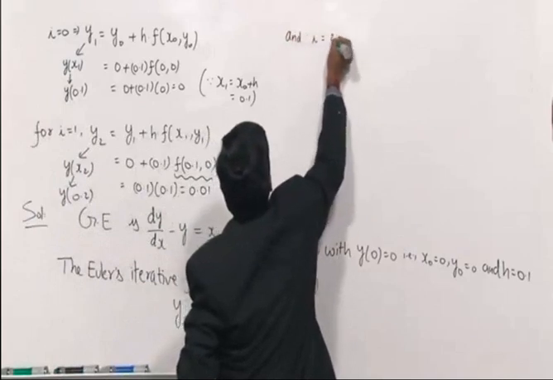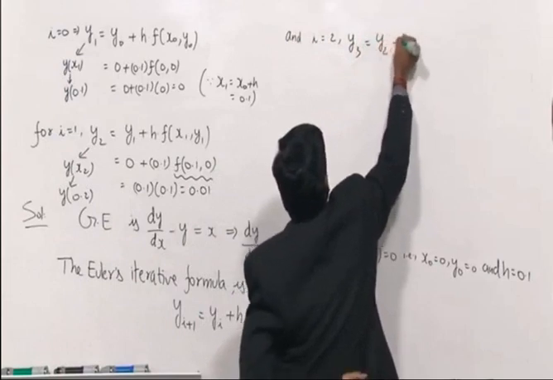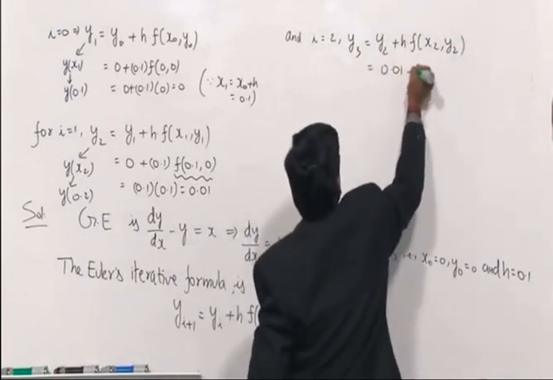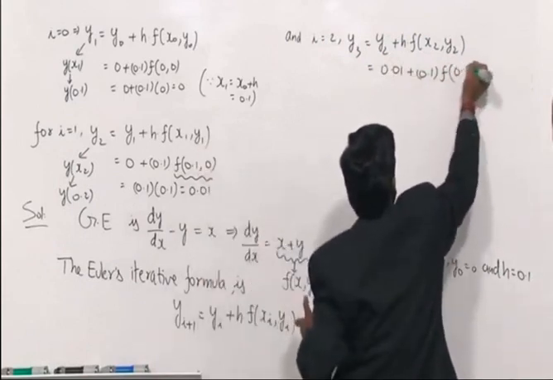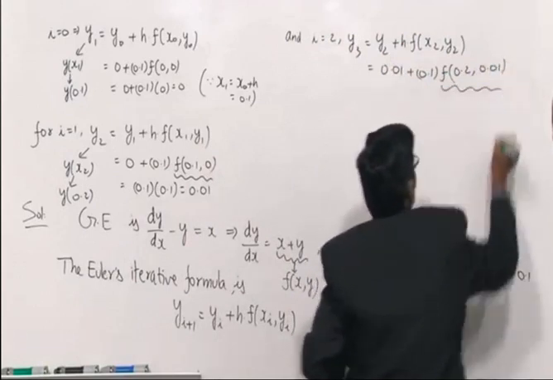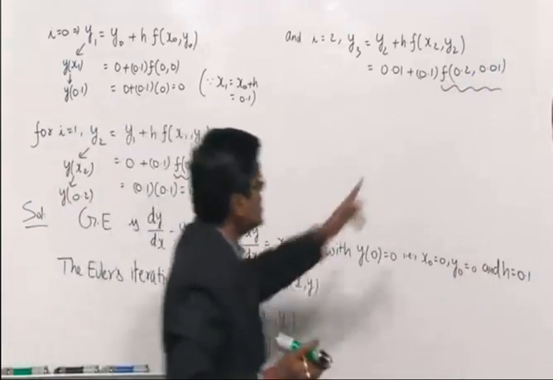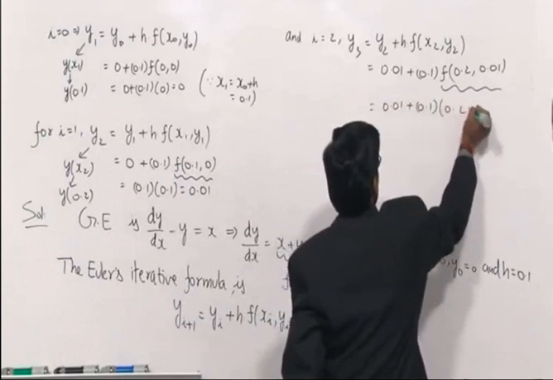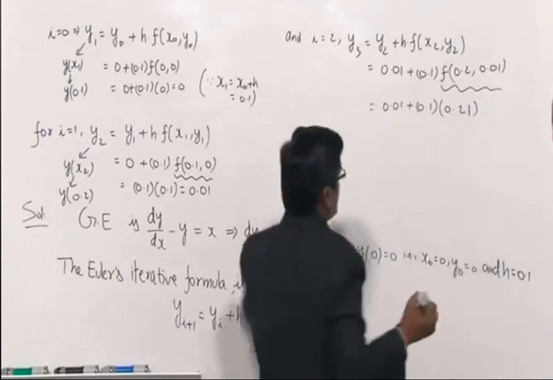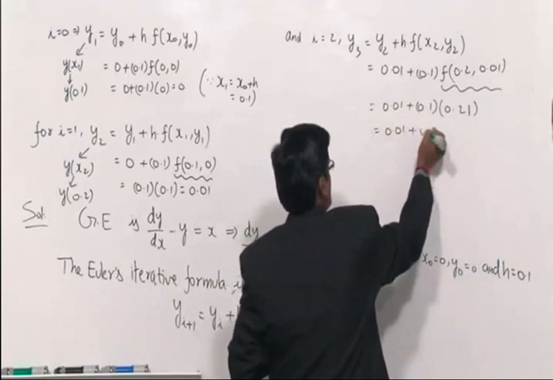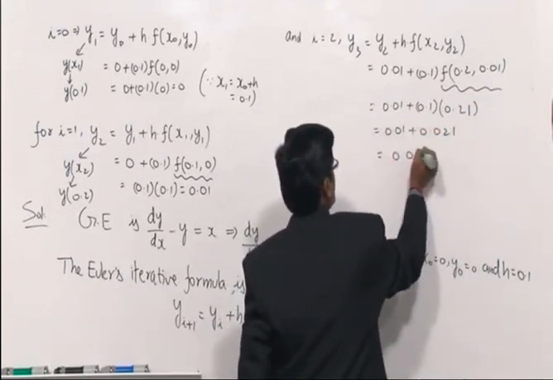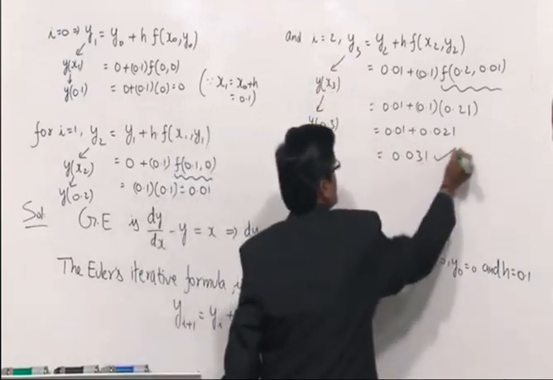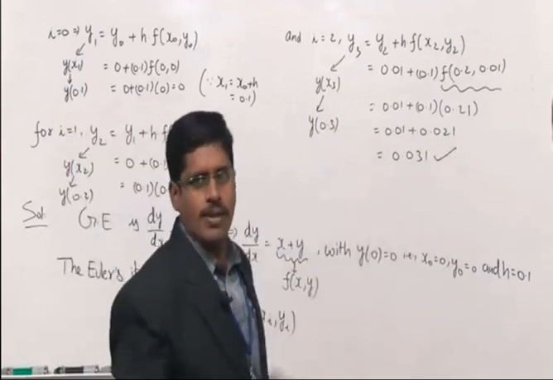For i is equal to 2, y3 is equal to y2 plus h times f of x2 comma y2. What is y2? We got 0.01. What is h? 0.1. x2 value 0.2, y2 value 0.01. What is f of 0.2 comma 0.01? According to the given f of x comma y, add the values. 0.2 plus 0.01 is 0.21. So this is 0.01 plus 0.1 times 0.21. Now 0.21 into 0.1 is 0.021. So this simplifies to 0.031. What is x3? x2 plus h, that is 0.3. So 0.031 is the value of y at x is equal to 0.3. This is the procedure.